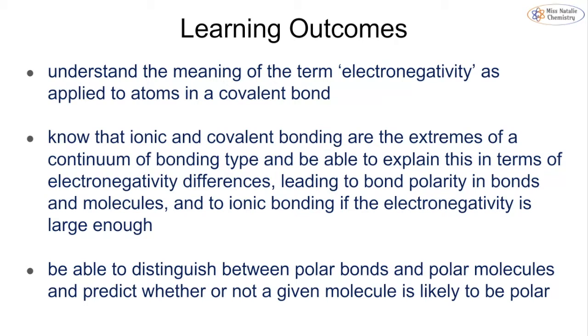Looking at the term electronegativity and understanding what it means, and how we can then apply the knowledge of electronegativity to form a continuum of bonding types going from ionic to covalent, and also distinguishing between polar bonds and polar molecules and predict whether or not a molecule is going to be polar.